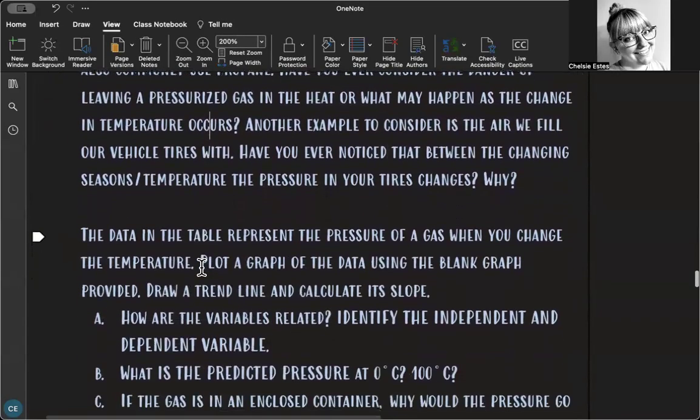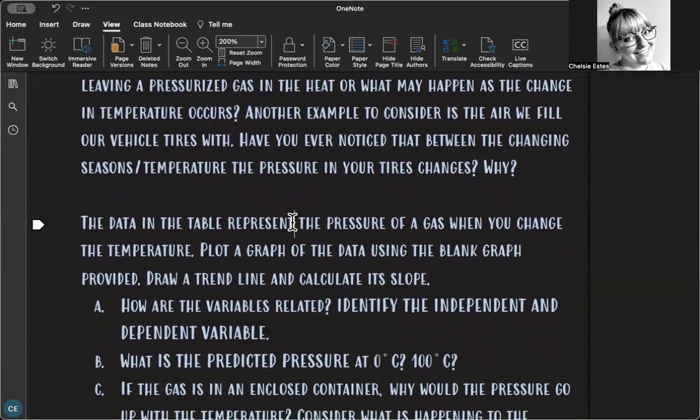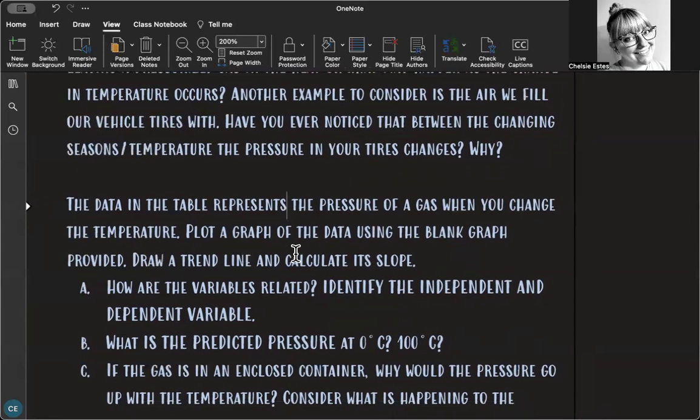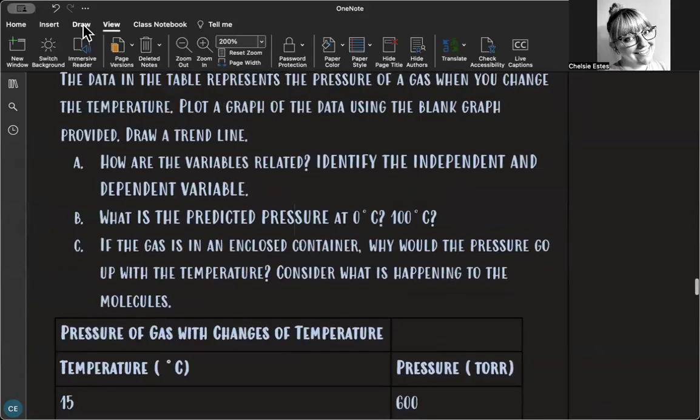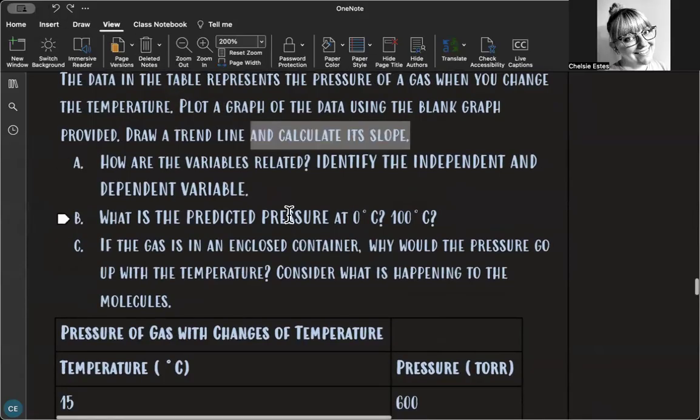The data in the table represents the pressure of a gas when you change the temperature. There's a correlation or a relationship between pressure and temperature. Plot a graph of the data using the blank graph provided. Draw a trend line and calculate its slope. Actually, I think I'm going to leave what it's got there because that'll help you.